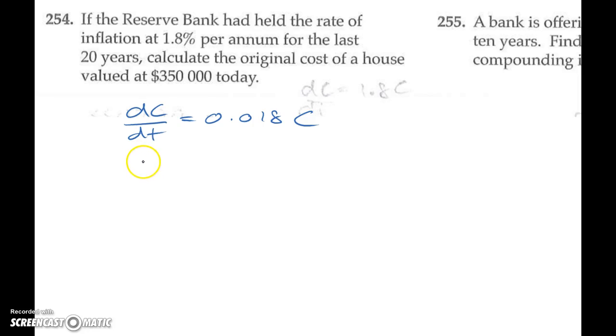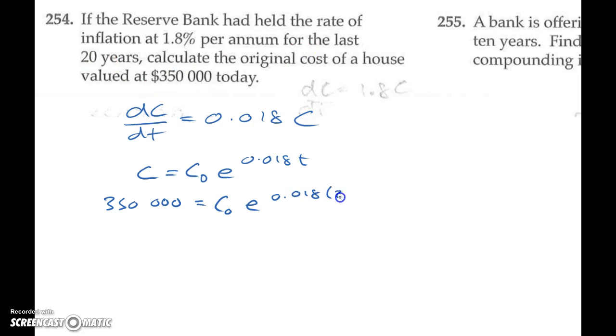Again, I'm going to apply my integral to both sides, and I'm going to end up with the cost is equal to some initial cost e to the 0.018 and with the time. So I've got that cost is what I'm actually calculating. The original cost of the house, if it's valued at $350,000 today. So that is my cost that I'm looking for now. My initial cost is what I'm actually trying to calculate, and my time that I've been given is 20 years. So I will need to work that out.